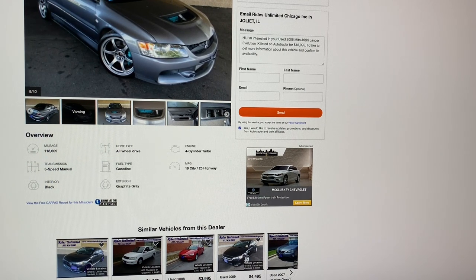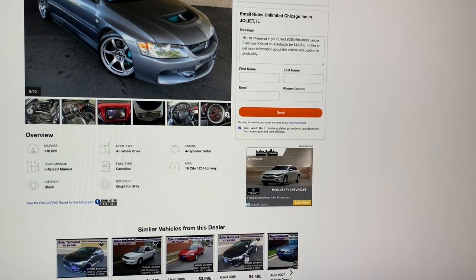I'm going to be honest, I don't really know what this is. This is some sort of mashup. Unless you live really close to this, I'd probably just ignore this car.